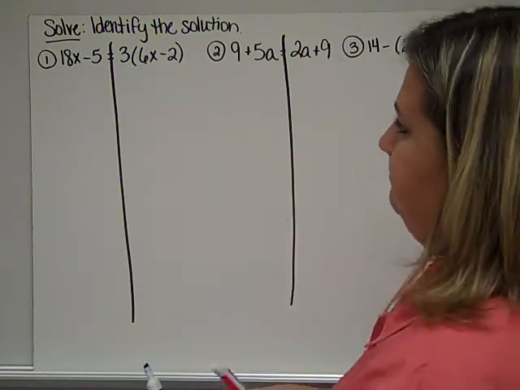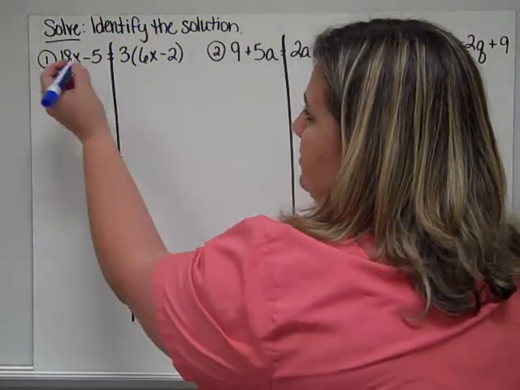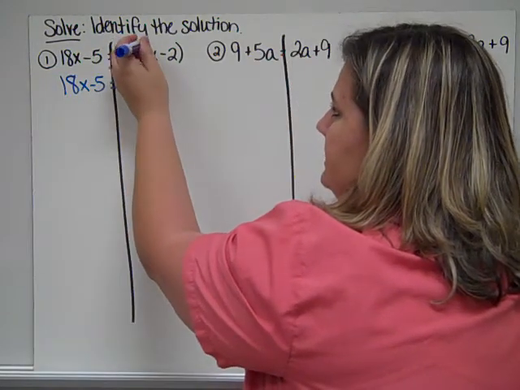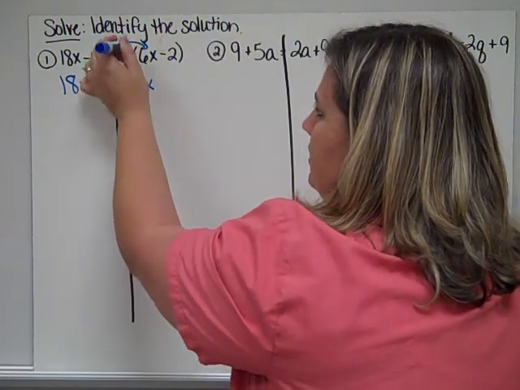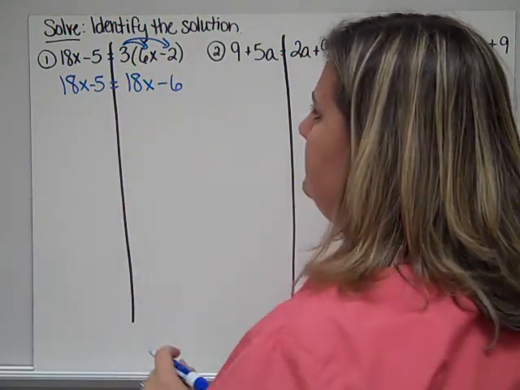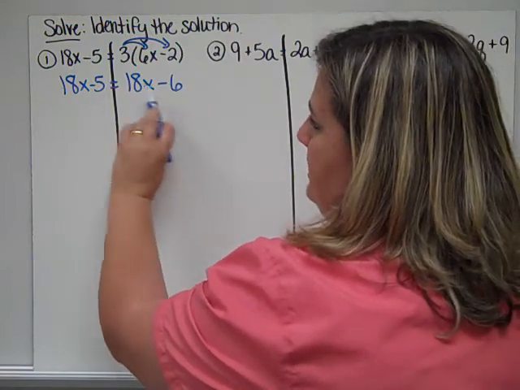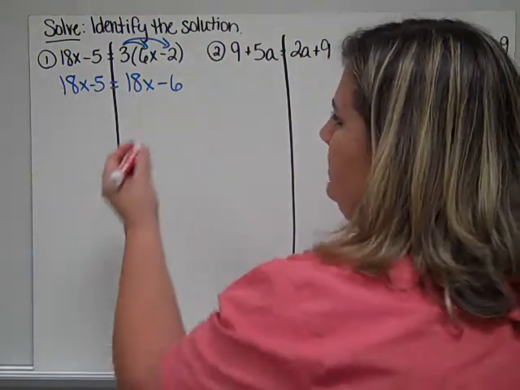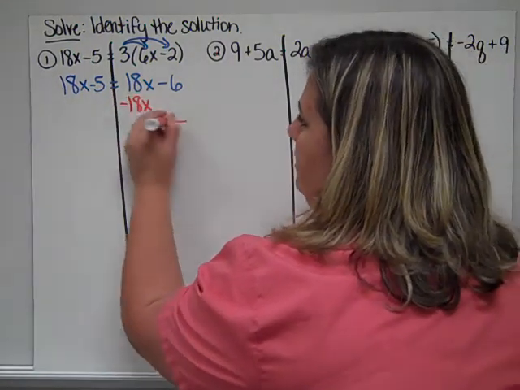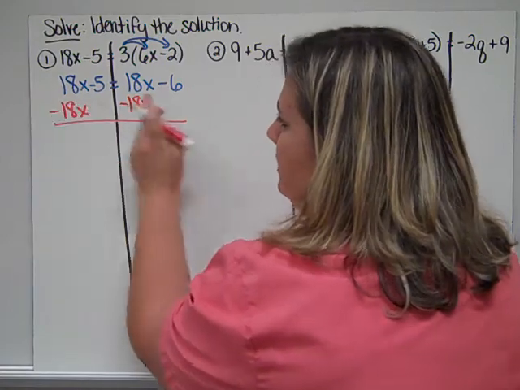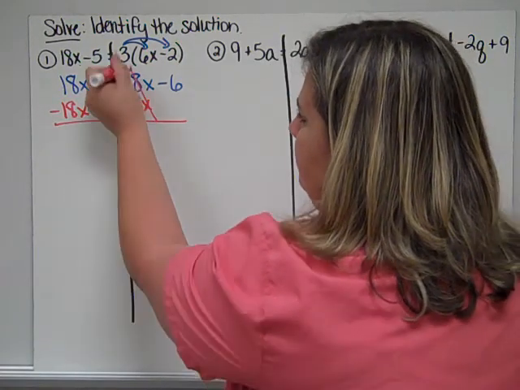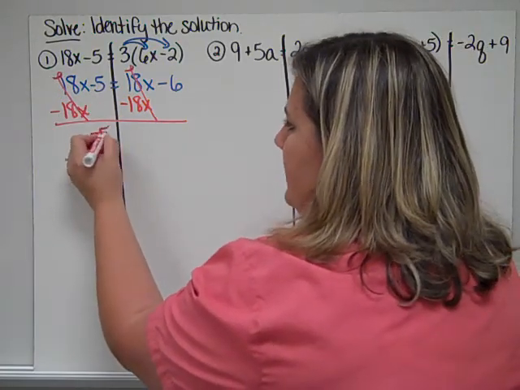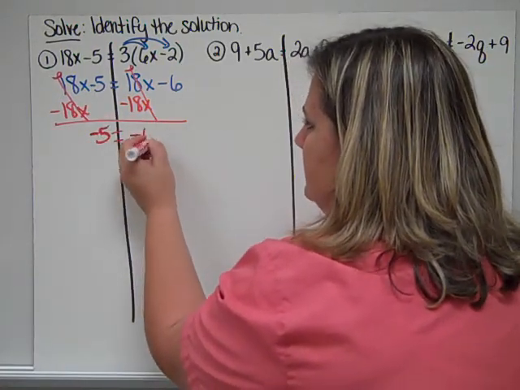So example number 1. So again, I see parentheses, so I need to remove those parentheses. So 3 times 6x is 18x. 3 times negative 2 is negative 6. I don't have anything going on that I can simplify. Now I need to start moving my variables to one side. So I'm going to subtract 18x over here, bring it over to the left. Notice it's positive, so I have to subtract it. By doing that, notice my x's go away. Negative 5 comes down, and then negative 6 comes down.